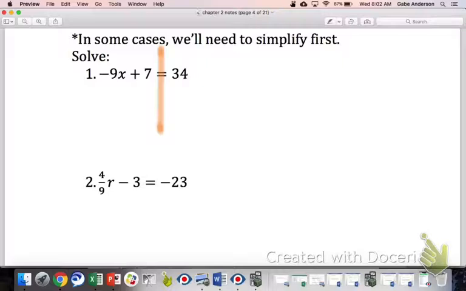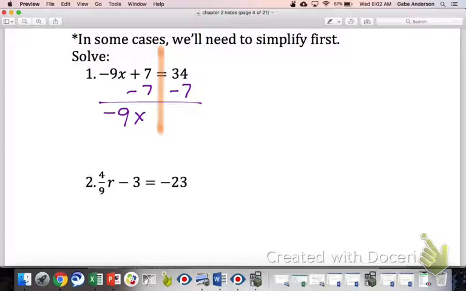You've got to do the opposite. Right now it's plus 7, right? Yeah, so we're going to undo it by doing the opposite. So minus 7 from both sides. Does that make sense? Okay, so I'll draw my little line here, and I will execute that subtraction.